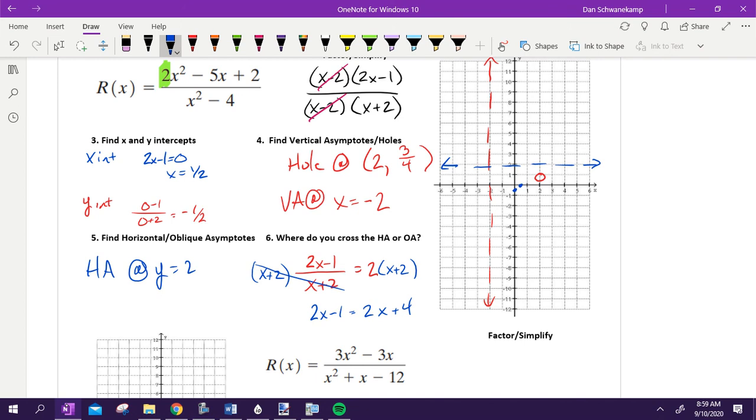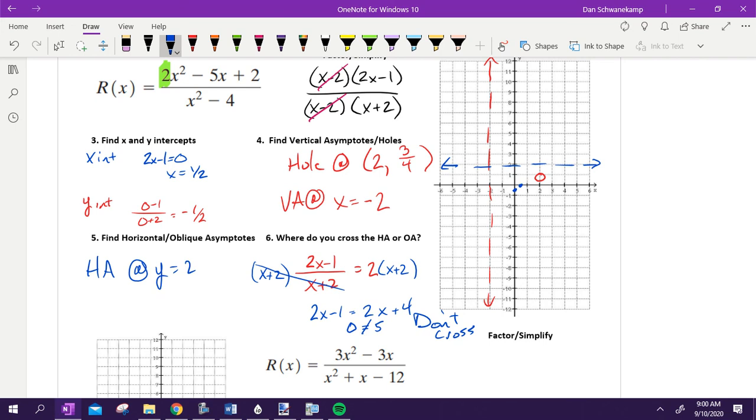I'm going to subtract 2x. I'm going to add 1. I get 0 equals 5. Does 0 equal 5? No, that's garbage. So what does that mean? You don't cross. You do not cross this horizontal asymptote. It is a horizontal asymptote that we don't cross. It's not always true.